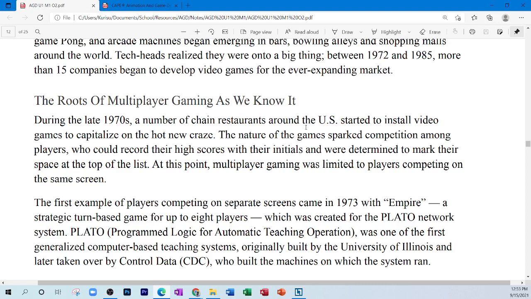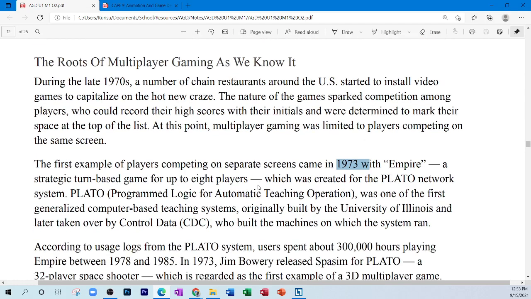So they realized that persons like to play together, because some persons, yes, you enjoy playing alone, but there's more fun when you play with others. So they would have introduced multiplayer games where those players would have played on the same screen. Multiplayer on separate screens would have been in 1973 with the game Empire. That would have been a strategic turn-based game. That is also another form of game design. Adding up to 8 players, another form of game design.